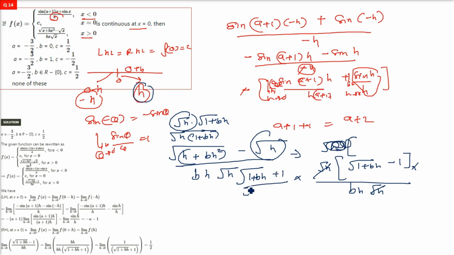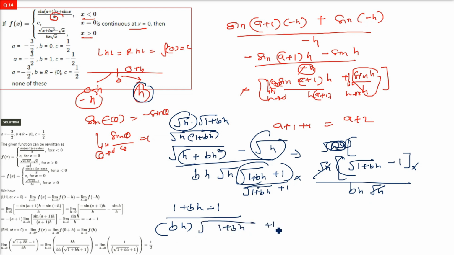Here also under root 1 plus bh plus 1. So this is a plus b, this is a minus b. So a square minus b square will be 1 plus bh minus 1. And in the denominator we have under root 1 plus bh plus 1. So we have bh already here, and then under root 1 plus bh plus 1. So this gets cancelled, bh, because 1 minus 1 is 0, bh gets cancelled. You are left with the denominator under root 1 plus bh plus 1.